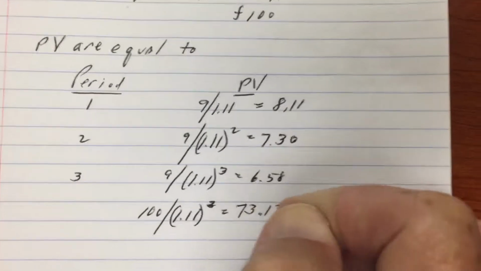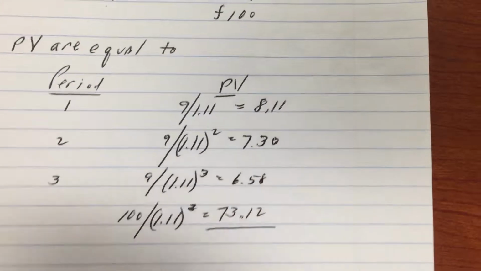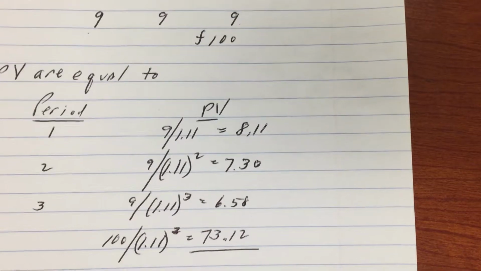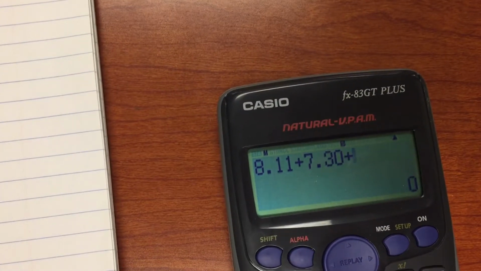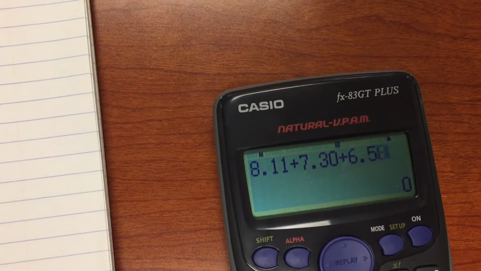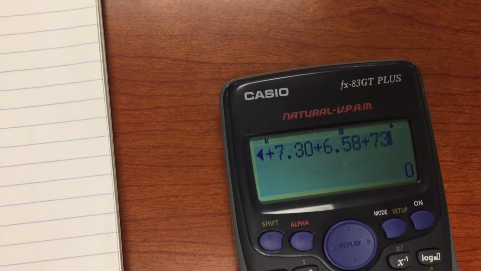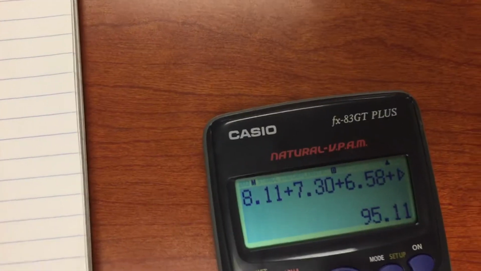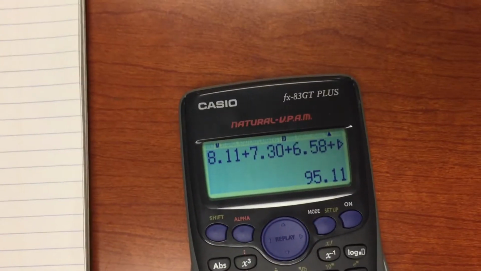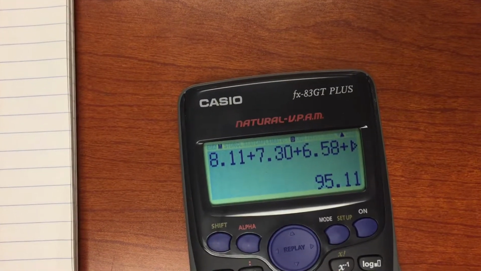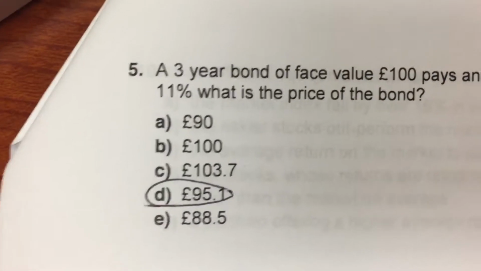This isn't difficult. And then you just add them up. So you have 8.11 plus 7.30 plus 6.58 plus 73.12, which is 95.11. And the answer is D, 95.